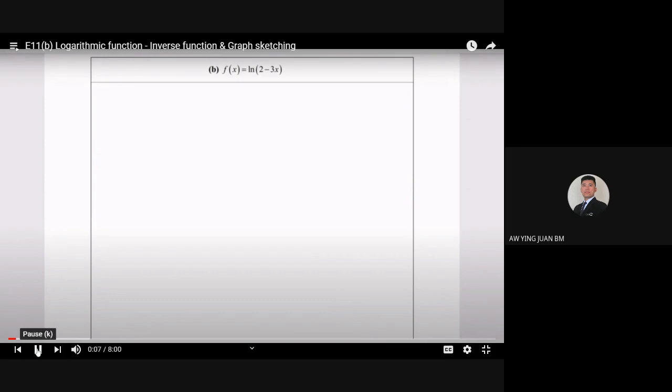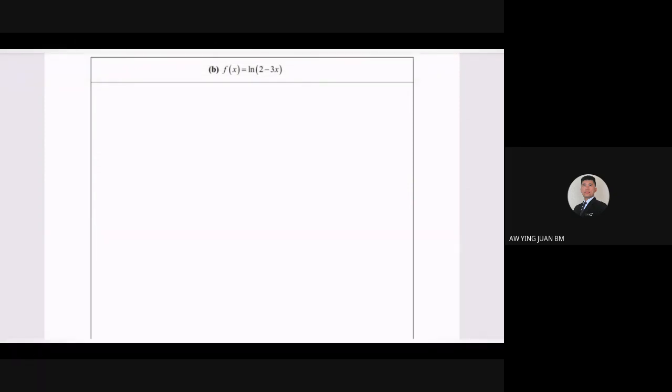In this video, I'm going to discuss exponential and logarithmic function. The task for this video would be show how to find the inverse function, graph sketching, and determine the domain and the range for the function given. So given f(x) is equals to ln bracket 2 minus 3x. Task number 1, I'll be looking for f inverse or inverse function.